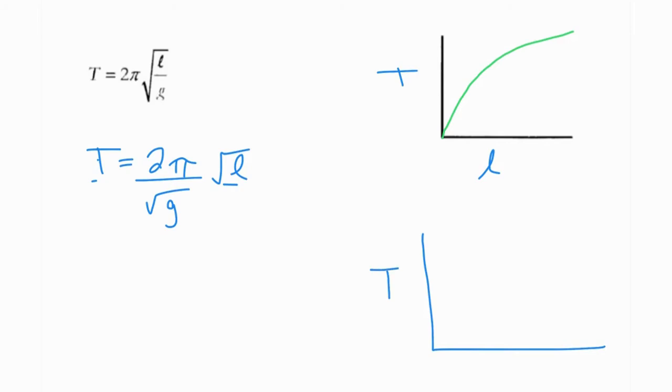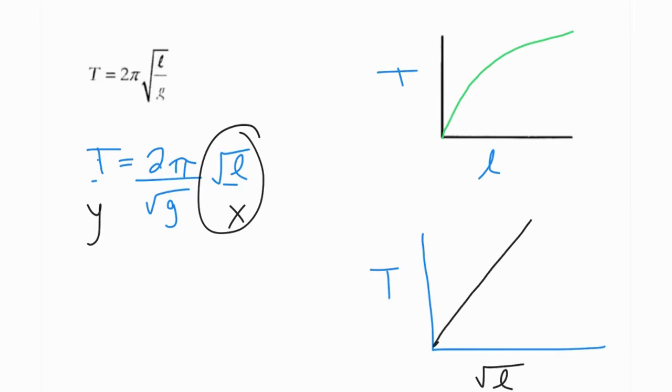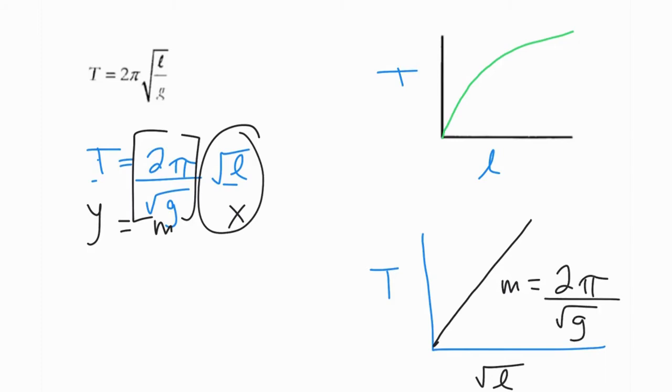Now, if I wanted a straight line, my equation, so here's my y, and here's my x. Again, we want to get x by itself because we can see what we have to do with it, and also we can see the slope a little bit better. So I need to plot root L, and then I would get a straight line. The slope is the rest of this. And so now here it's a whole term. So my slope is now 2 pi over root g. That is my slope algebraically.